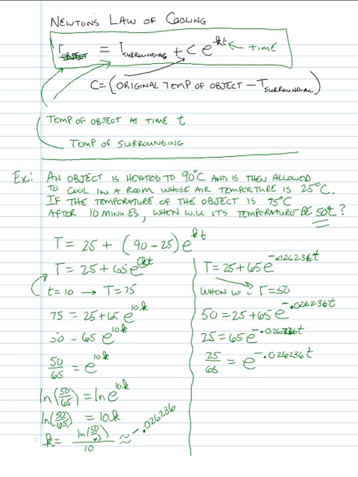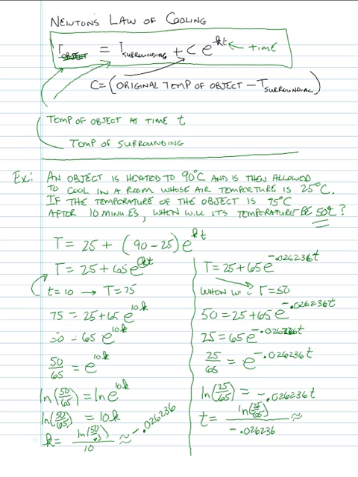Now we'll take the natural log of both sides. The natural log of 25 over 65 is equal to the natural log of the right side, which will only be the exponent, which is negative 0.026236t. And so when I'm calculating t, I'm dividing out that ugly decimal. So I'll have natural log of 25 over 65, and that natural log is divided by negative 0.026236.